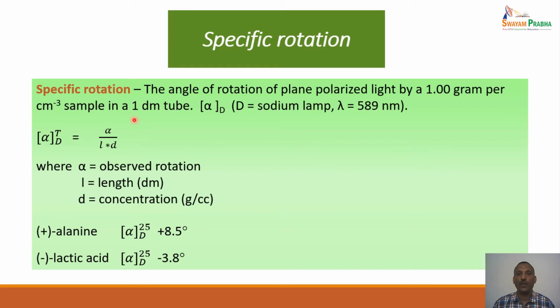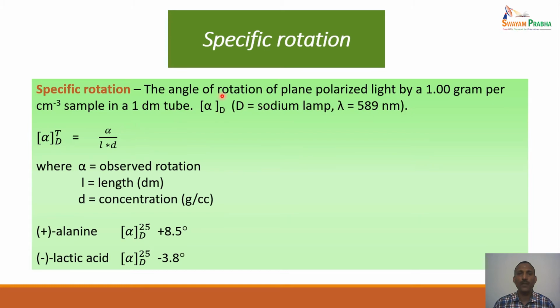So in order to have a very specific value, we use a term called specific rotation, and in this specific rotation what we generally do is take the angle of rotation of the plane polarized light by 1 gram per ml of a sample in a 1 decimeter tube using a lambda, that is a particular wavelength. Here we say D is a sodium lamp and its lambda is equal to 589 nanometer.